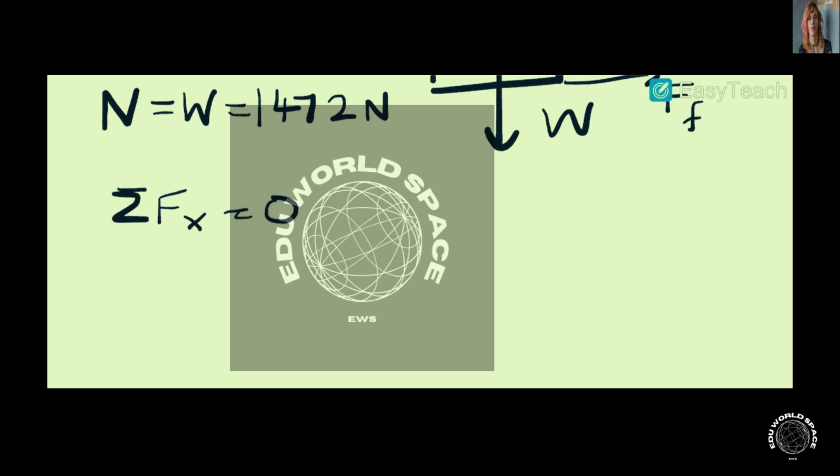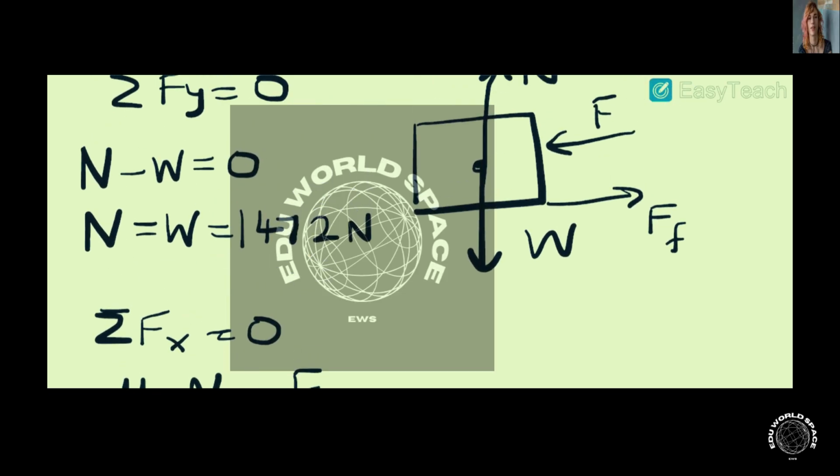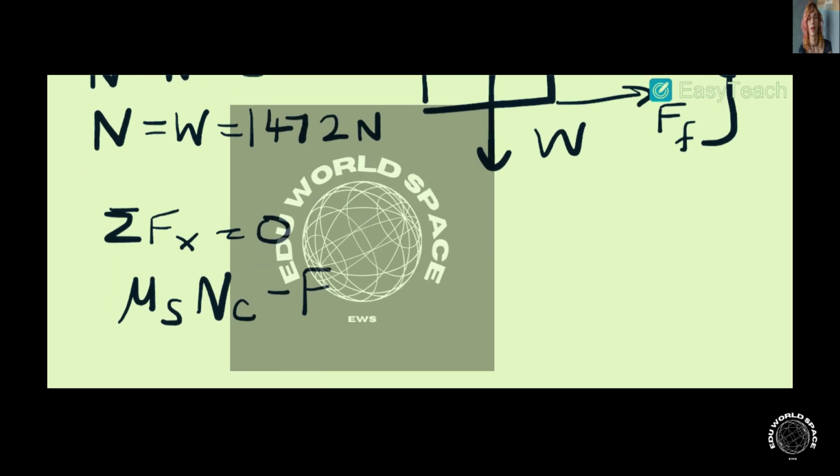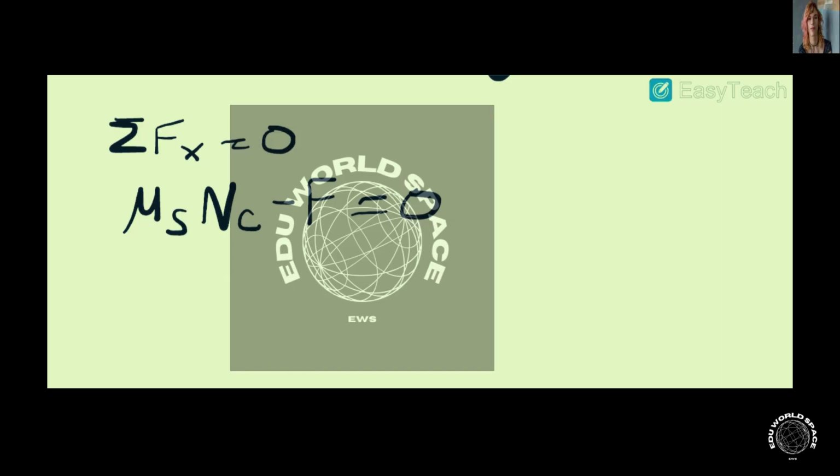Therefore, we can use our static friction and say that the static friction times the normal force minus F, which are the two forces acting in the x direction, as shown here, is going to be equal to 0. Therefore, what we can say is that our F is going to be equal to mu s times the normal force.